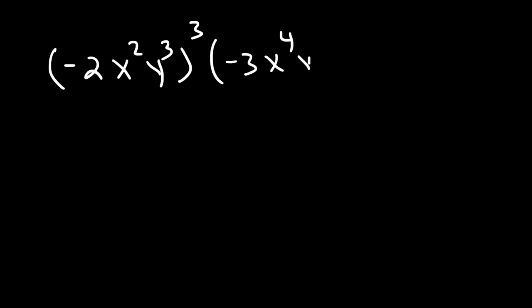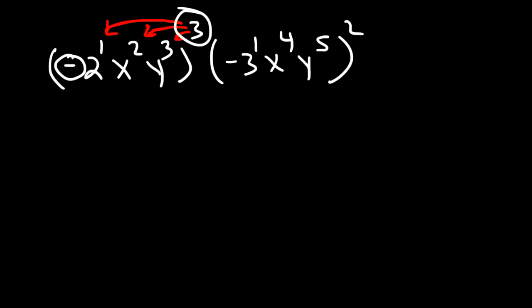Negative 2x squared y cubed raised to the 3rd power times negative 3 x to the 4th y to the 5th raised to the 2nd power. So the first thing we need to do is distribute the exponents. So we have 3 times 1, 3 times 2, 3 times 3. And also we have 3 negative signs.